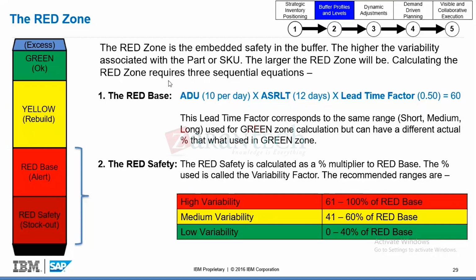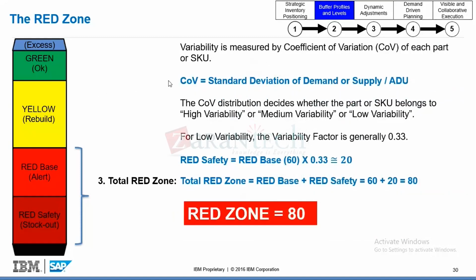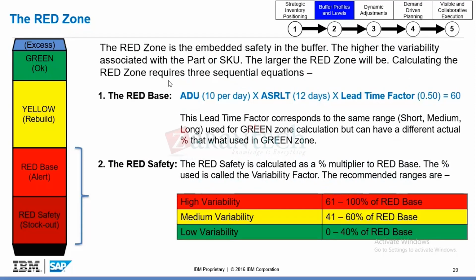And for high variability, these factors will be fed into our system, and we have to get these factors from the system. We have to calculate these factors from the client requirement. So high variability, medium variability, and low variability are defined here. And accordingly, the red safety will be calculated as a percentage of the red base.